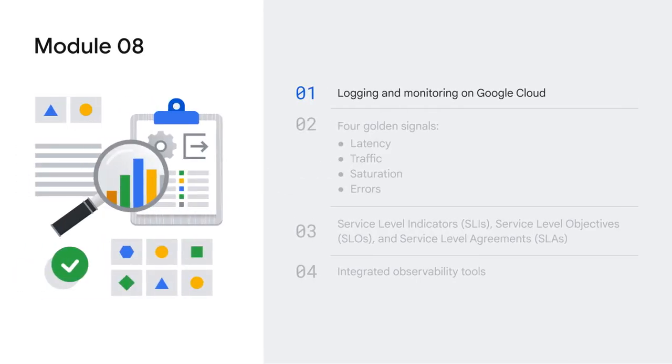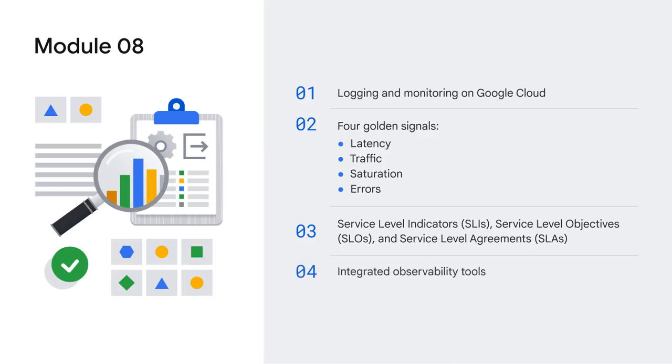And in the final module, you focused on logging and monitoring on Google Cloud. You explored the 4 golden signals that measure a system's performance and reliability: latency, traffic, saturation, and errors; service level indicators, SLIs, service level objectives, SLOs, and service level agreements, SLAs, which are all types of targets set for a system's 4 golden signal metrics. And finally, Google's integrated observability tools, which include cloud monitoring, cloud logging, error reporting, debugger, cloud trace, and cloud profiler.